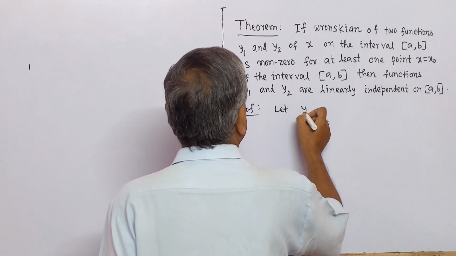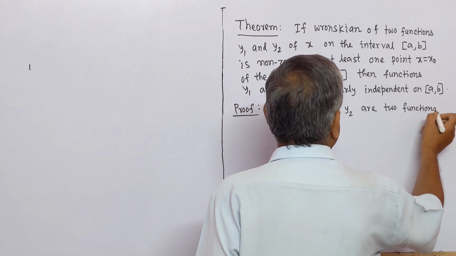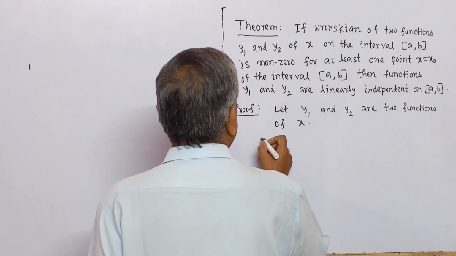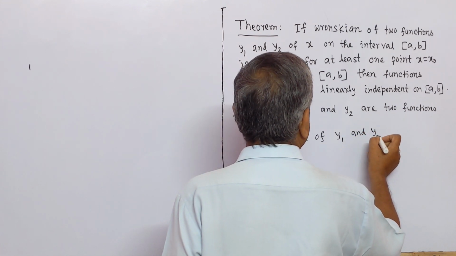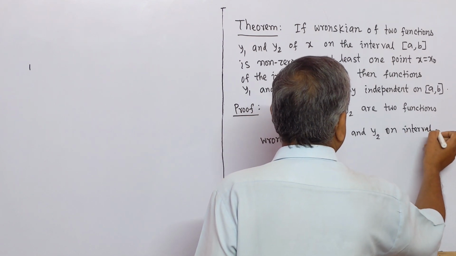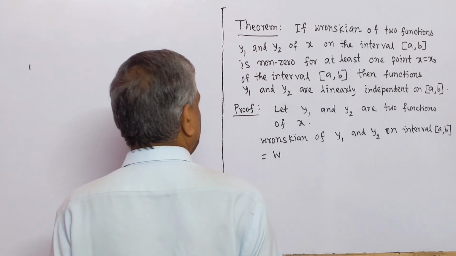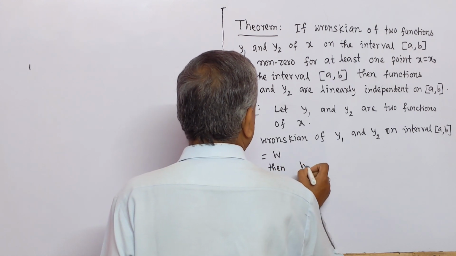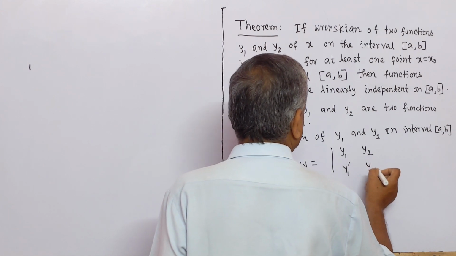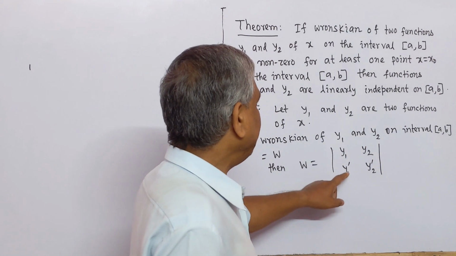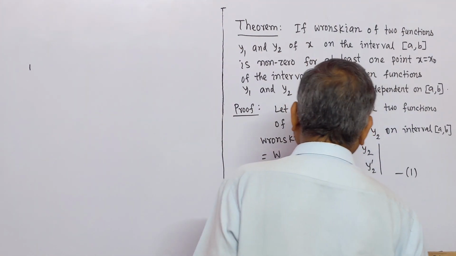Let y1 and y2 be two functions of x. Let the Wronskian of y1 and y2 on the interval AB equal W. Then W equals the determinant of y1, y2, y1 prime, y2 prime, where y1 prime is the derivative of y1 with respect to x. This is number 1.